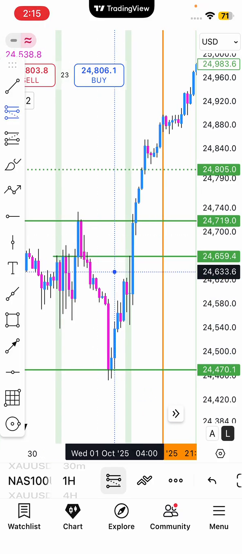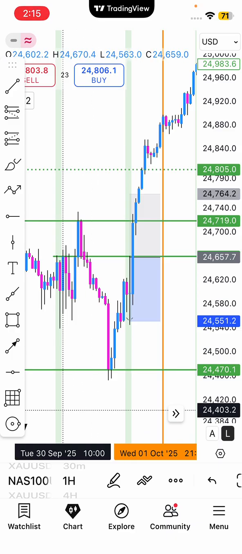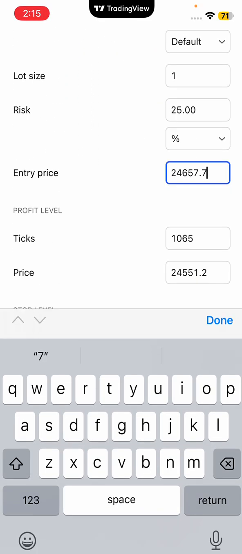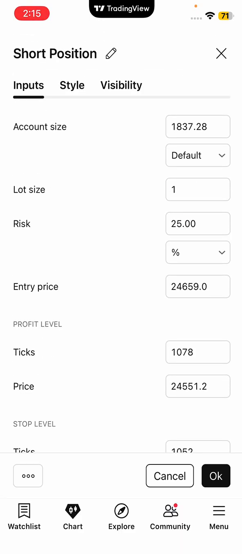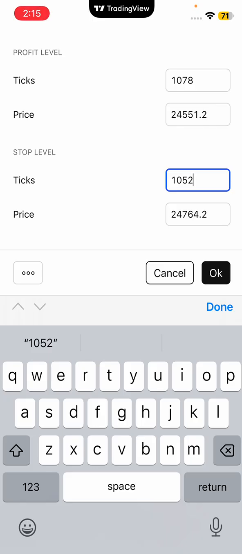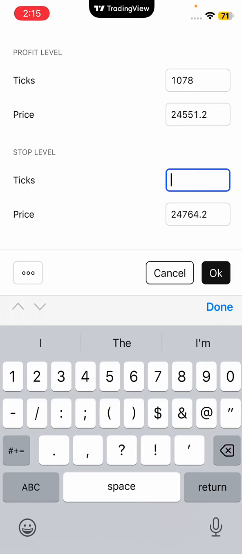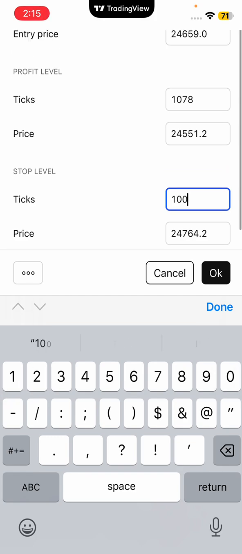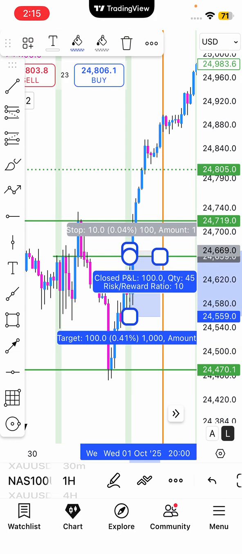So again, same thing. I set my setup here. I do 24659. It may be different on your broker. I'm using FTMO. So you just need to go to your broker's app and get the correct level, because if you're using TradingView, it may not be the correct level. So yeah, this is basically how I set it up for myself. And yeah, that's basically it.